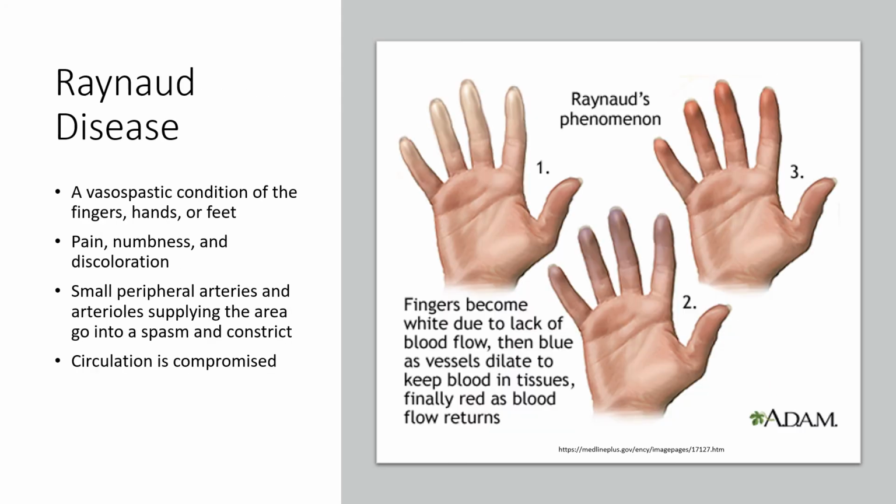Raynaud disease is a vasospastic condition of the fingers, hands, or feet. I call this the American flag pathology because you see red, white, and blue in the area that it's affecting. So this disease can cause pain, numbness, and even sometimes discoloration, that red, white, and blue phenomenon. So the white phenomenon, we see pallor, we can see the cyanotic or that blue discoloration due to the weakened blood flow, and we may even see erythema or reddening of the areas here.